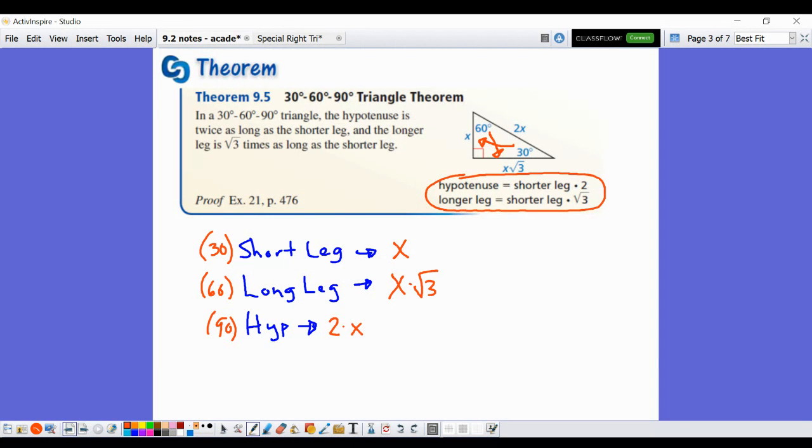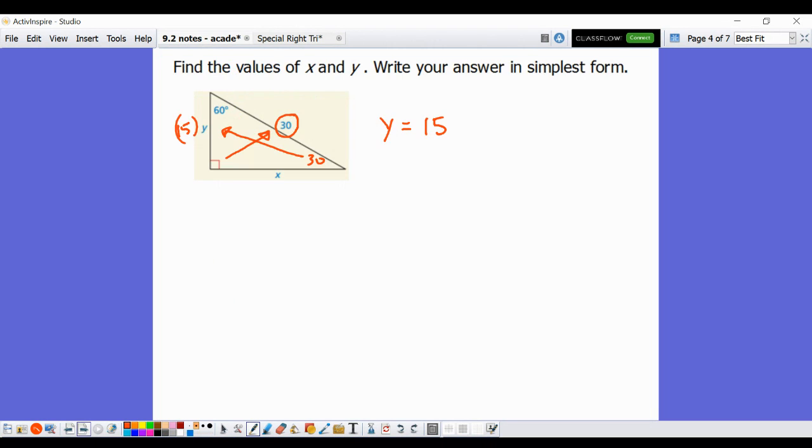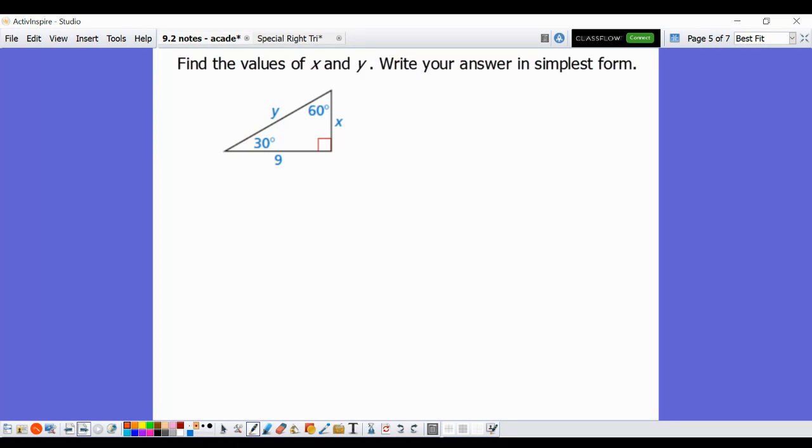Going back to our relationship, the long leg is always going to be the short leg times square root of 3. So x, being the long leg, is going to be that short leg 15 multiplied by the square root of 3. Therefore, final answers, y equal to 15, x equal to 15 roots of 3. Let's take a look at another one that's a little bit more complicated.